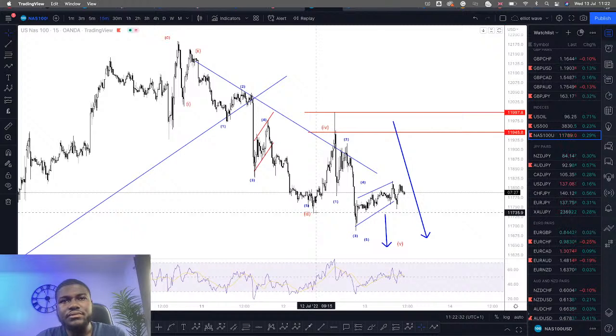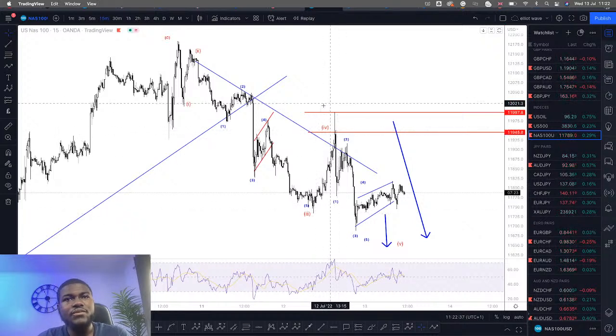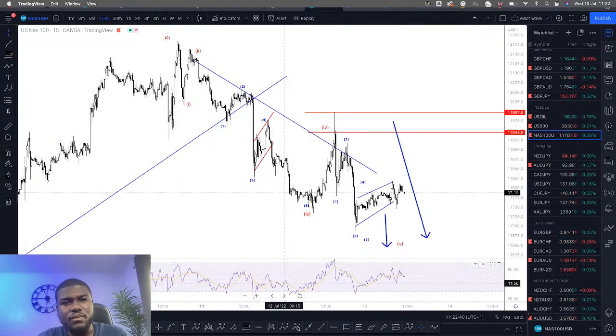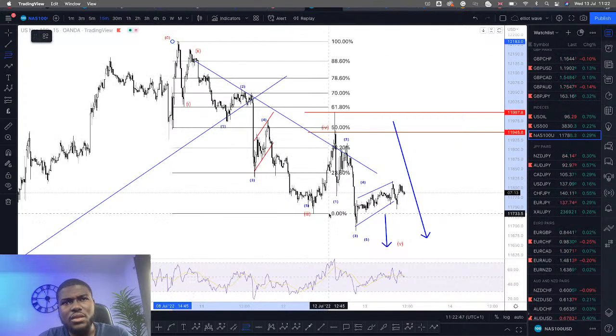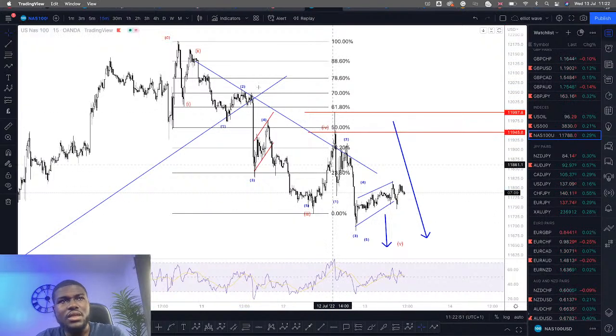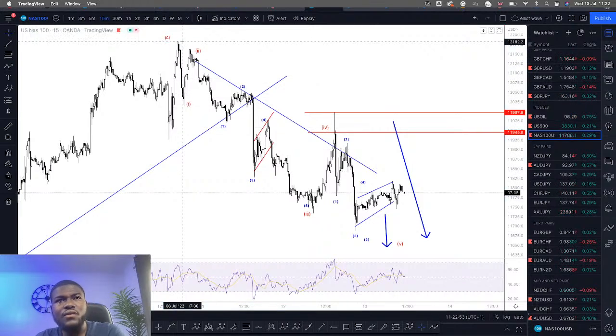before I saw a correction to the upside. This correction fell into the 61.8 Fibonacci level of the whole of this sell move. Can you see this 61.8? So that gave me another conviction that the market is about to reverse.